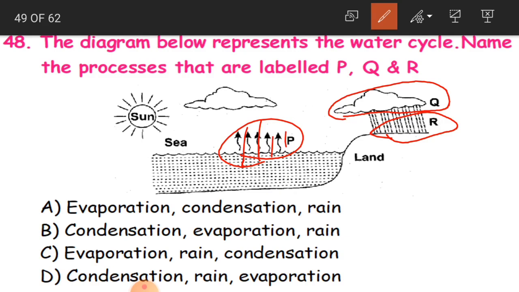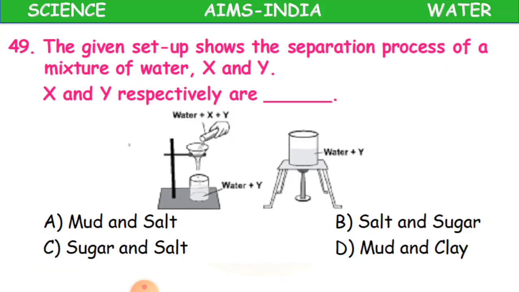So we'll take A option. P is evaporation. Then what is Q? What happens to all the water that is evaporated? Here it has formed as clouds. What are clouds? This is formed because of condensation. So Q is condensation. Then what is R? After cooling, this condensed water is flowing onto the earth's surface as rain. So our answer is A option. P is evaporation, Q is condensation and R is rain. Clear, children?